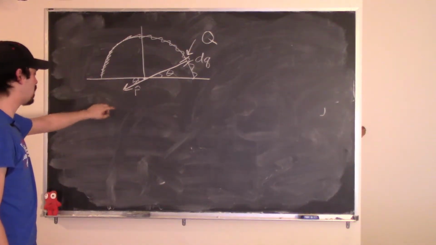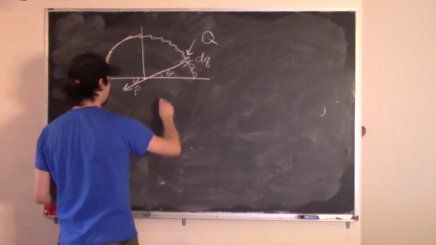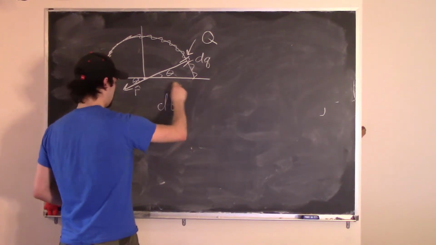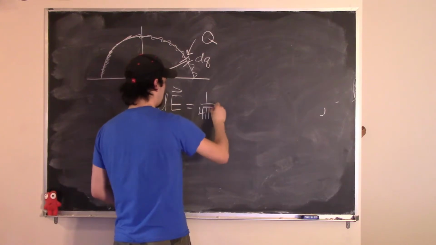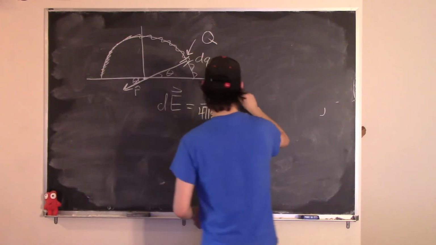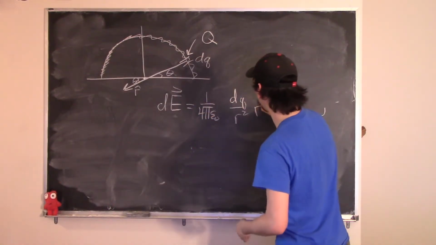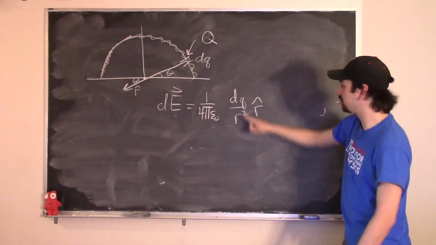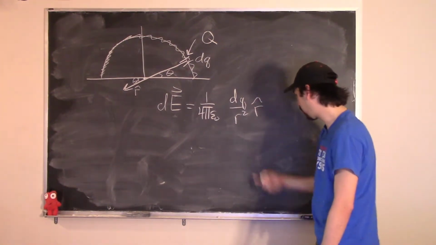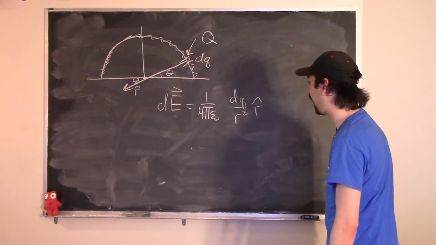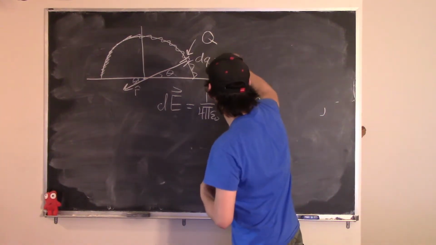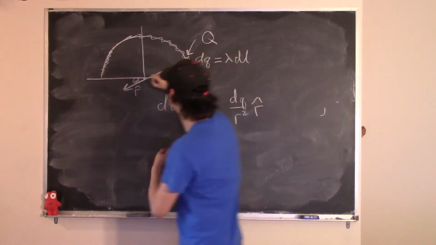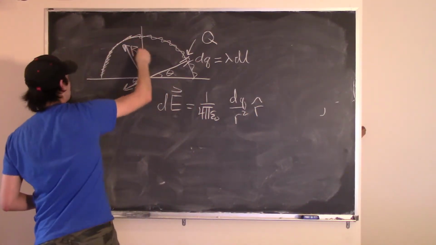And then we can write down the equation that we need. And actually, you should probably write the equation down first. So the dE vector is equal to 1 over 4 pi epsilon naught dq over r squared times r hat. So we need to know dq, we need to know r squared, and we need to know r hat. So let's start with dq. So in general, dq is equal to lambda dl. And I also need to give this some radius. So this is going to be some radius of r.